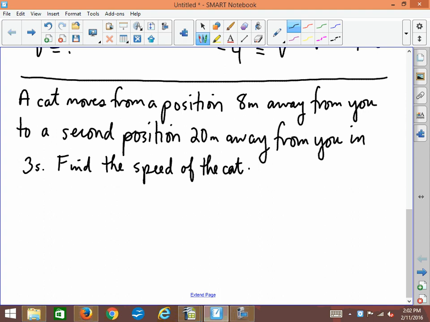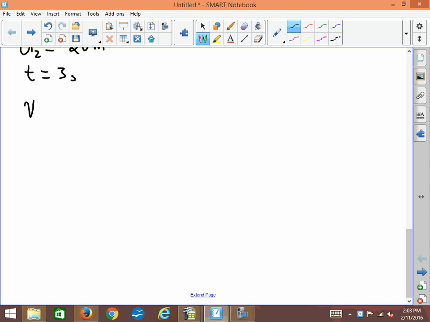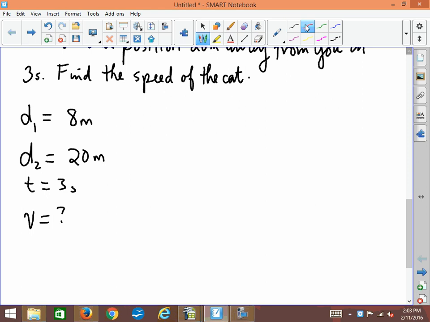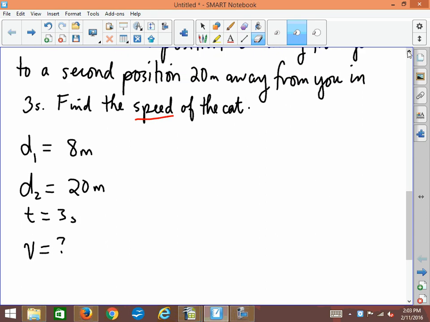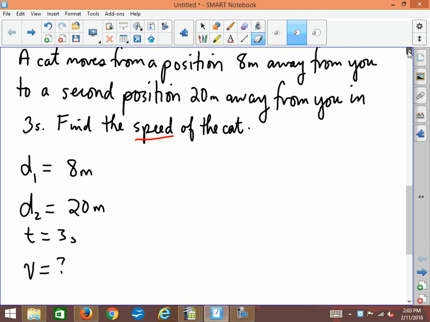This one is kind of the same, except there are 2 positions. So I'm going to describe the 2 positions as D1. Position and displacement are kind of the same thing, right? So this would be D1, and it would be 8 meters away from me, or you. And then D2 is going to be the position that is 20 meters away. And then the time involved is 3 seconds, and I'm looking for the velocity, or the speed. I guess in this case it's speed, right? Yeah, speed of the cat. So again, we're not worrying too much about directions. Okay? I can bring that down there. Now we can see it all.